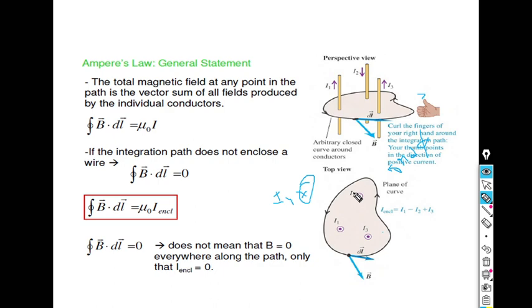Now, why can we apply the curl of fingers when current is flowing through this conductor? We can curl our fingers, and the thumb direction, as I already mentioned, is the current direction. Then the curl of fingers of your right hand around this path will give the direction of the field, right? That I already described.